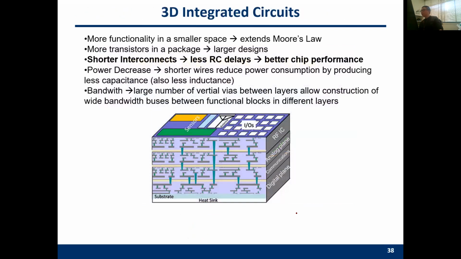So one possible solution is to make the whole chip in a 3D structure. This is a 3D structure. By a 3D structure, you have shorter vertical interconnections. Of course, the interconnections here are reconfigurable. Shorter interconnection means less RC delay, and you have better performance, lower power consumption, and you also have a higher bandwidth.